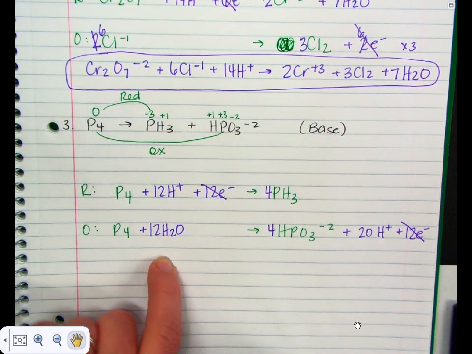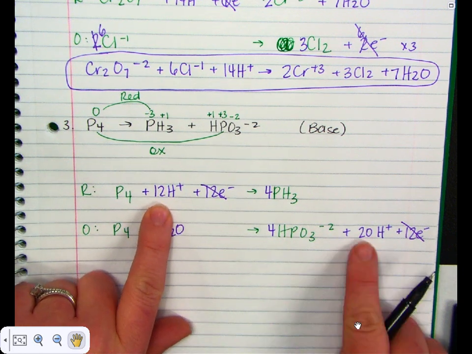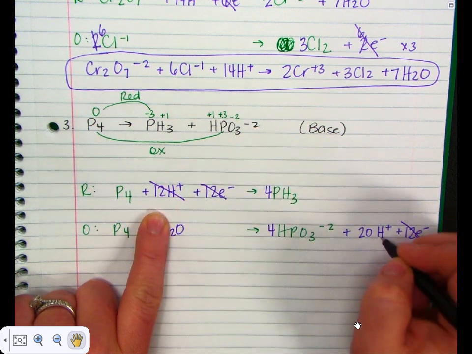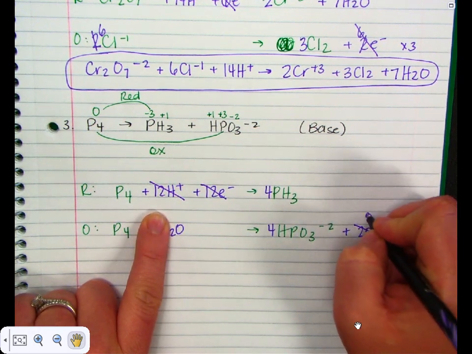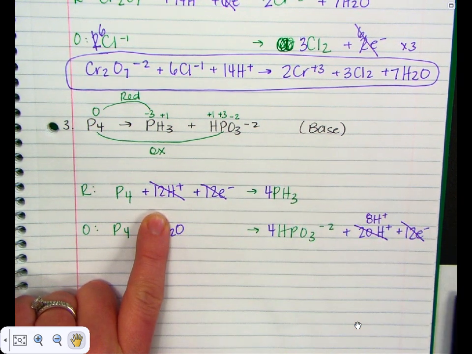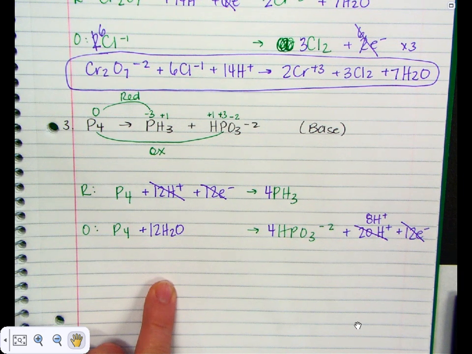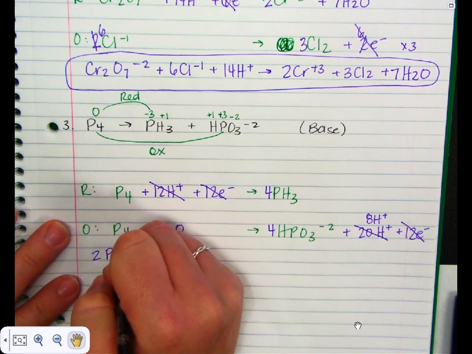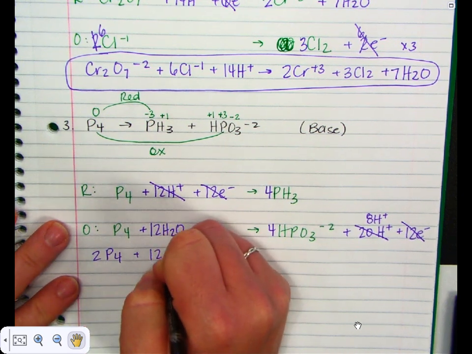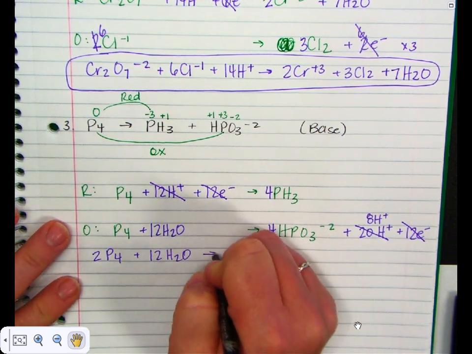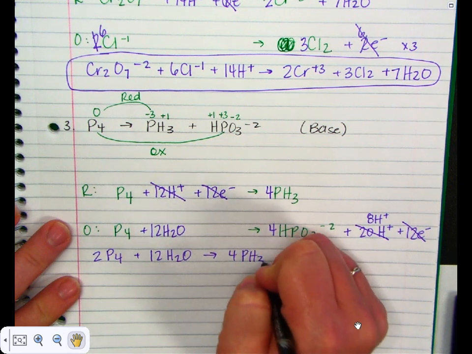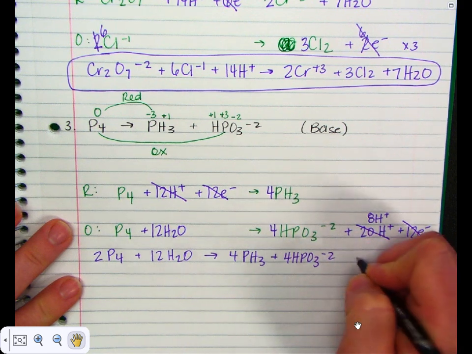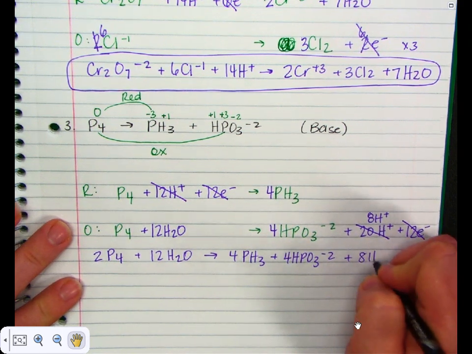See if anything else cancels. So I've got 12 H pluses and I have 20 H pluses. So these 12 are going to get canceled out, and I'm going to have a remainder here of 8 H pluses. And everything else looks good. So I'm going to add these together. 2 P4 plus 12 H2O yields 4 PH3 plus 4 HPO3 minus 2 plus 8 H plus.